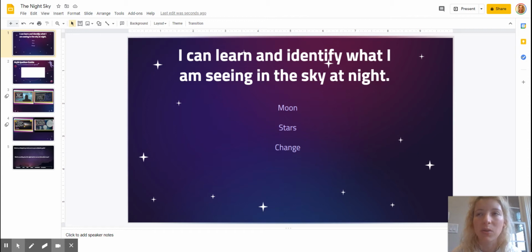Oh man, this is a great learning target because we've been talking a lot about weather during the day, but the weather changes as it moves into nighttime. Something that I notice is that the weather is cooler at night and warmer during the day. I wonder why that is.